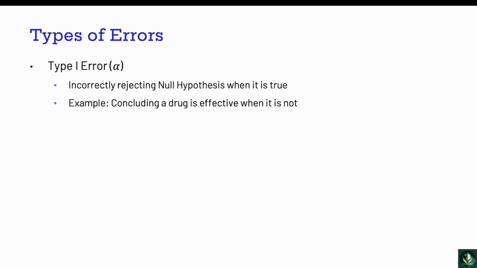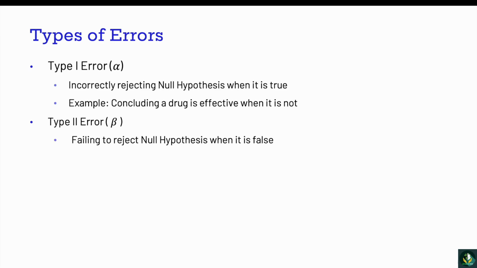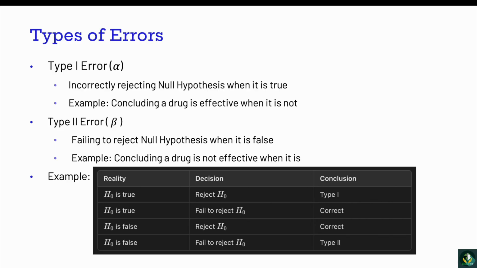Example can be concluding a drug is effective when it's not. We have type 2 error, which is beta, which is failing to reject the null hypothesis when it is false. Example can be concluding a drug is not effective when it is actually effective. Let's look at some of the examples in a tabular format.